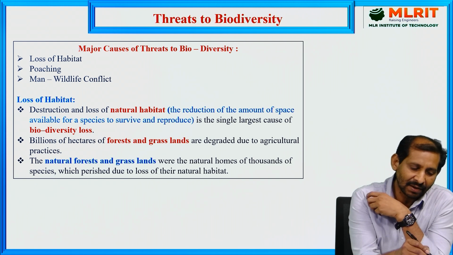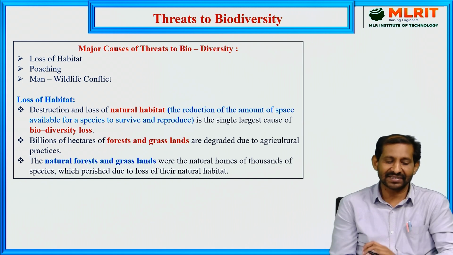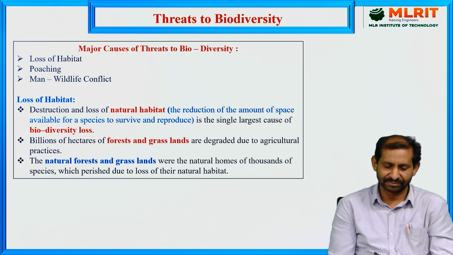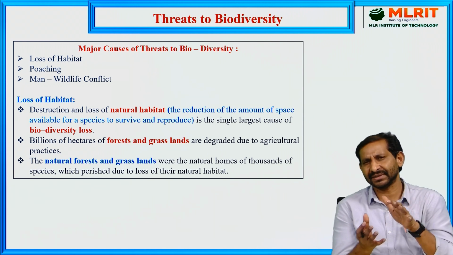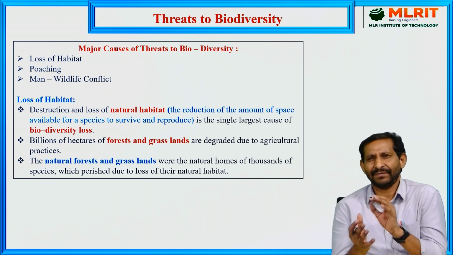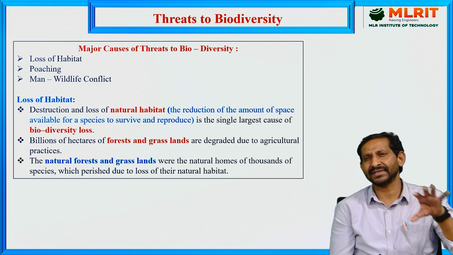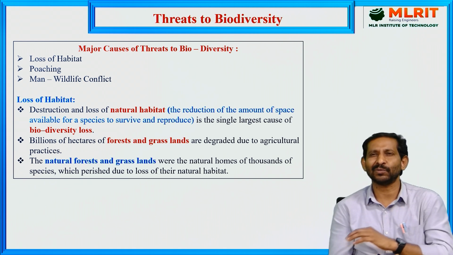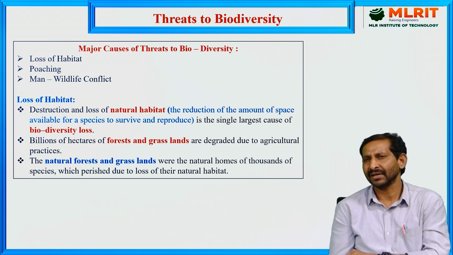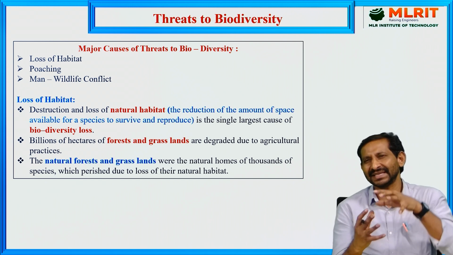First is the loss of habitat, then poaching, which we already discussed, and man-wildlife conflict. Loss of habitat means destruction and loss of natural habitat, for example reducing the space. It reduces the amount of space available for the species, which is very difficult. For example, a classroom with seats for 50 members can sit freely and listen carefully. If more than 100 students are sitting, that is inconvenient and a lot of noise will come.